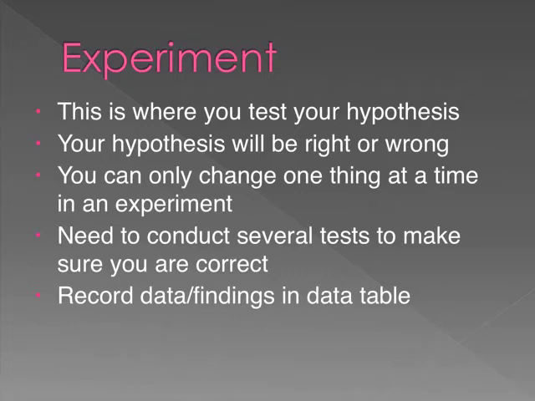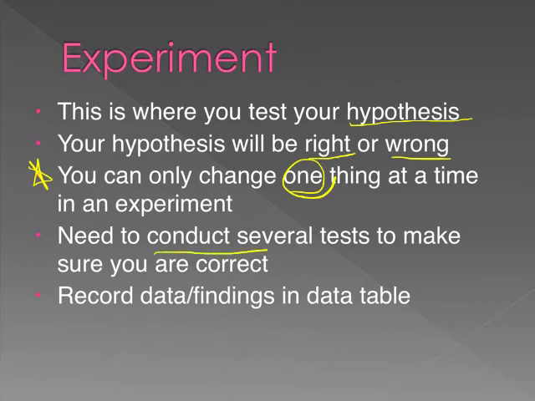Now go to the experiment section of your foldable and flip up the tab. When you run an experiment, you're actually testing your hypothesis that you came up with. When you run that experiment, you'll find out if your hypothesis is right or if it's wrong. Don't worry if it's wrong. An important point to remember when running any experiment is that you can only change one thing at a time in an experiment. It's important to know that because if you change two things, you're not going to know what actually changed the experiment itself, and you won't have valid results.